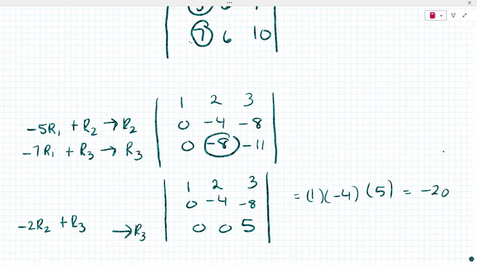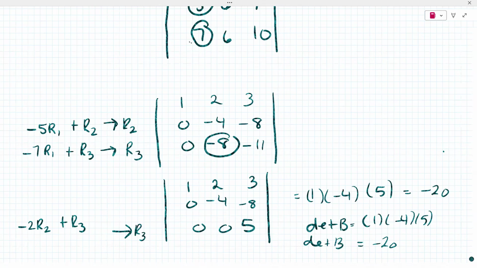But we need, this only gave us determinant B. So determinant B gave us 1 times -4, +5, which is -20, right? That's determinant B. I want to find determinant A.